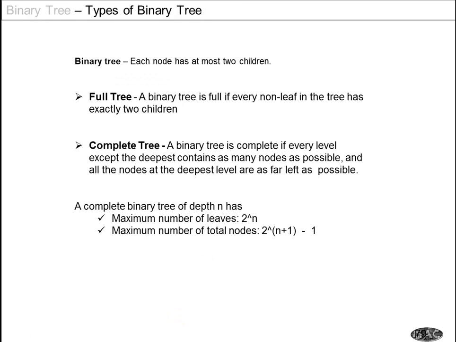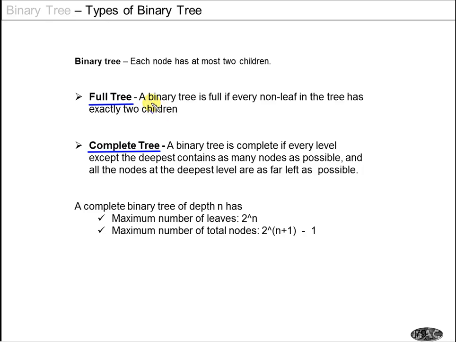Now let us understand what are the two types of binary tree. We know that in a binary tree, each node has at most two children. But binary trees are of two types. One is called a full tree. The other is called a complete tree.